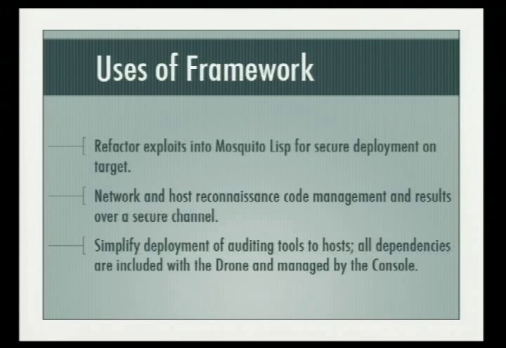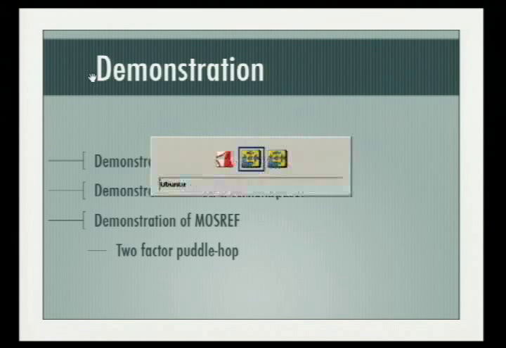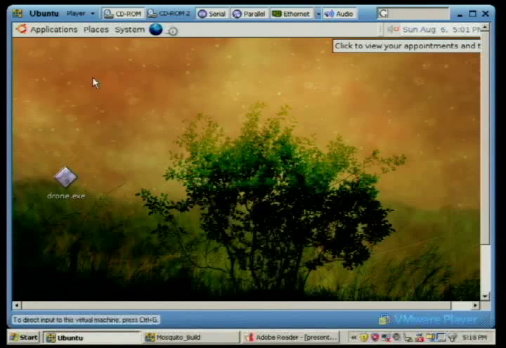It simplifies deployment of auditing tools to hosts. All dependencies are included with the drone and managed by the console. You don't need to implement a ton of dependencies for an Nmap work-alike. You just drop a drone and you got it running on anything. And here's the demonstration.